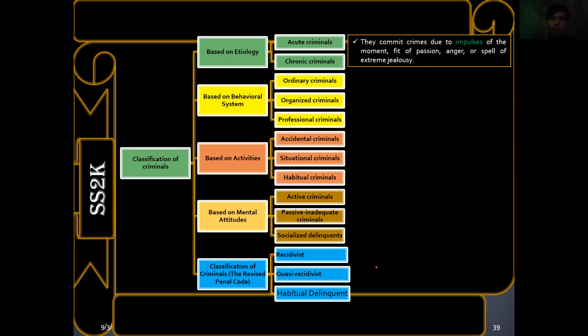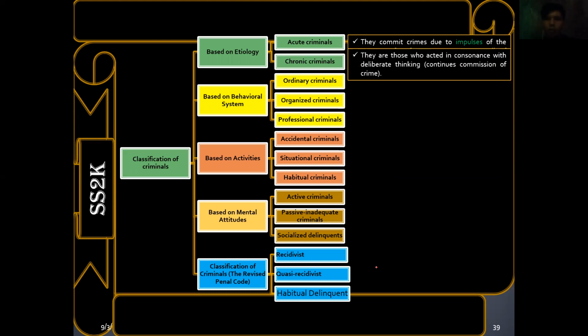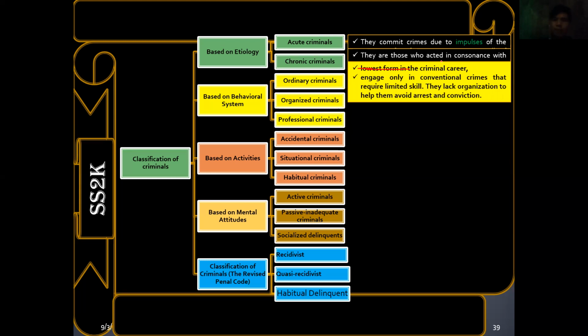How about chronic criminal? Chronic criminals are those who acted in consonance with deliberate thinking. O talagang yun po ay kanilang pinag-isipan yung paggawa ng krimen. Okay? Kumbaga ito'y intentional at ito po ay continuous yung paggawa ng krimen. Okay? Committing crime is already his or her activity. Yan po ang chronic criminal. Tulad ng mga magnanakaw, tulad ng mga serial rapists, serial killers, and so on. Okay? Then we have also, based on behavioral system, ordinary, organized, and professional.